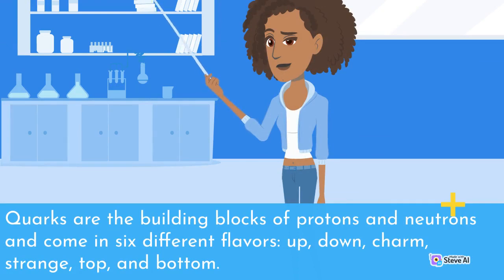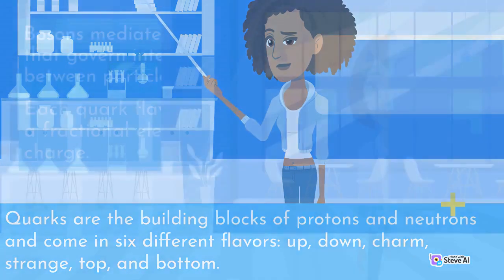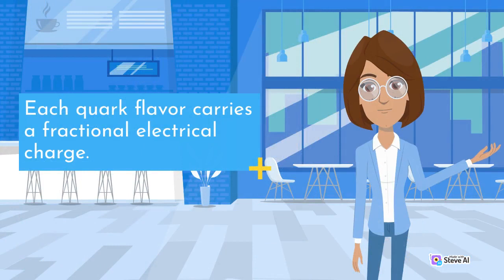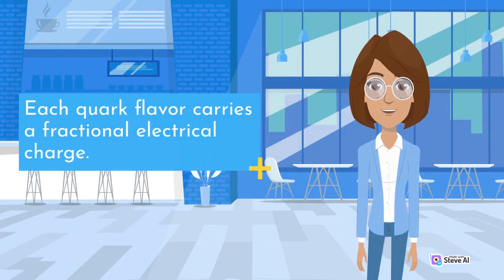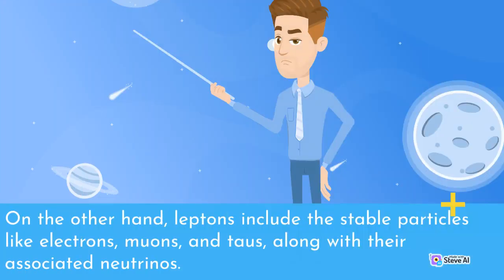Quarks are the building blocks of protons and neutrons and come in 6 different flavors: up, down, charm, strange, top, and bottom. Each quark flavor carries a fractional electrical charge. On the other hand, leptons include the stable particles like electrons, muons, and taus, along with their associated neutrinos.